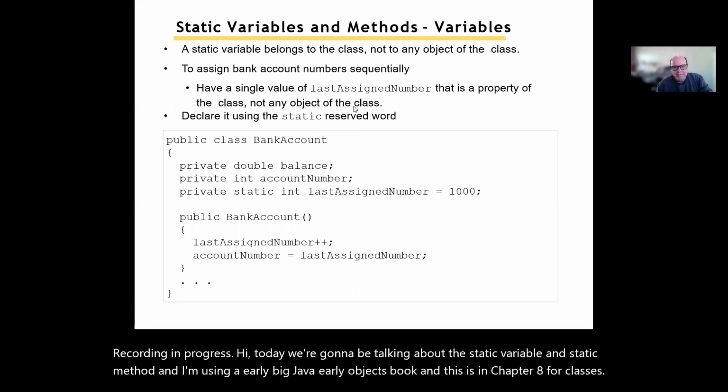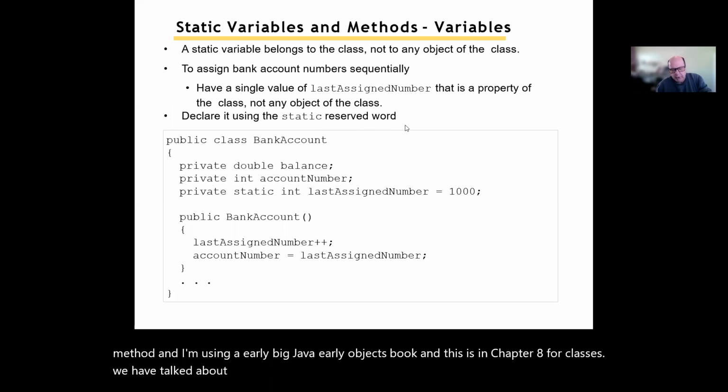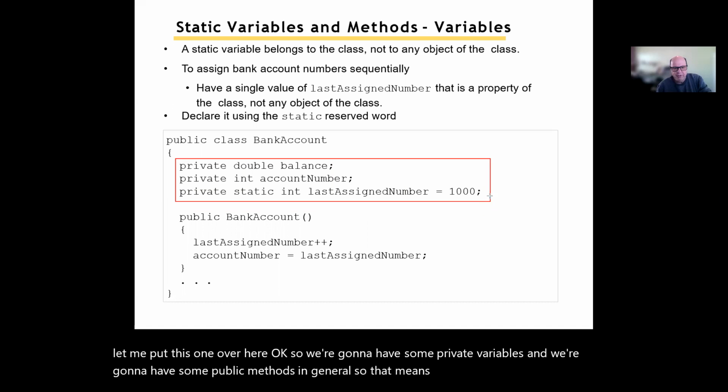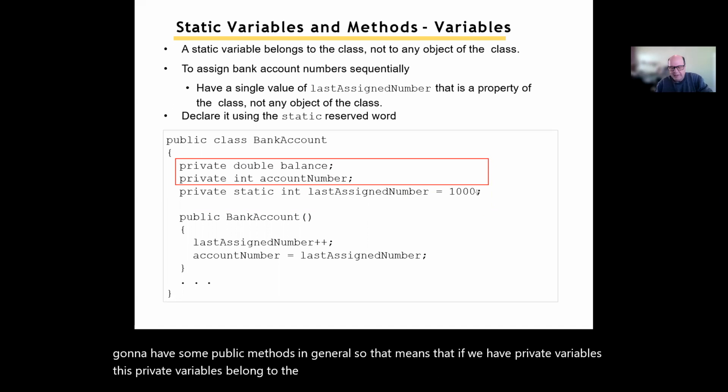So we have talked about classes. When we're creating a class, we will have some private variables and we're going to have some public methods in general. That means that if we have private variables, these private variables belong to an object. If I created 10 objects of this class, each one of them has its own balance and account number in this case.